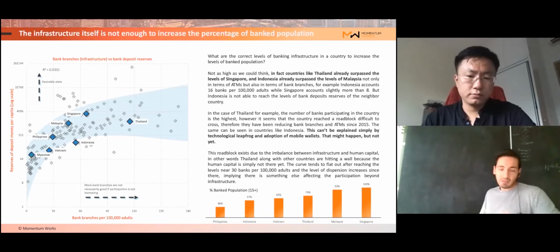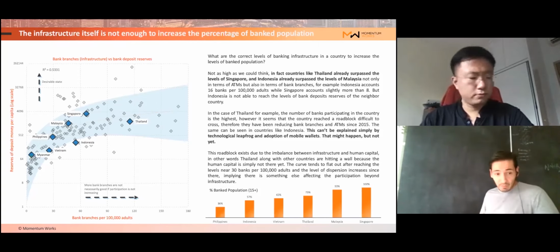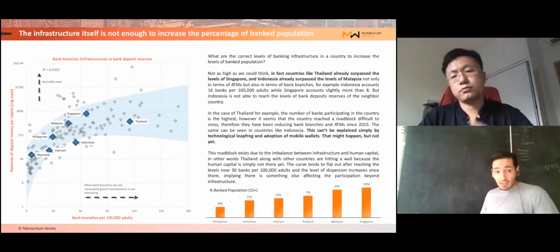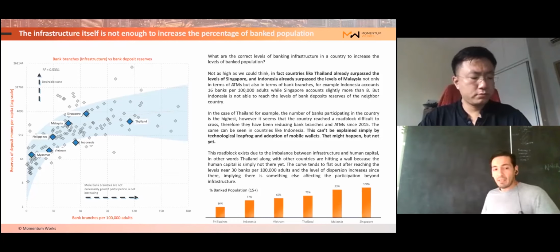And why is this? Because there is something else missing. And what would that thing be? It is something related to the human capital. It is something related to the lack of connectivity of the region, of the country that is still underdeveloped. And we can say something very similar about other countries. For example, Indonesia also has more bank branches than Malaysia, but they are still not able to push the reserves of deposit money higher than Malaysia. And why is this? The same reason. The human capital and the connectivity of that country is not high enough in order to make it.